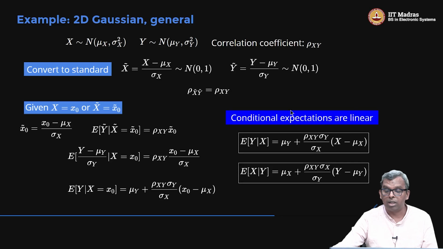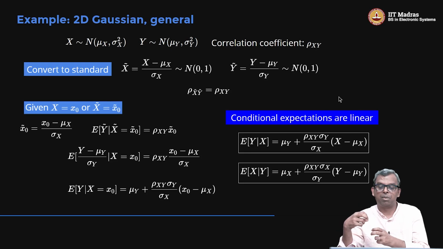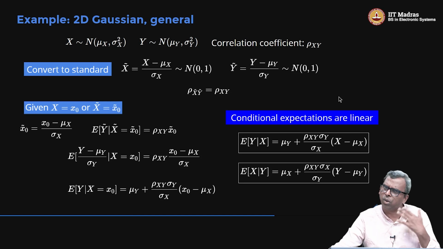In fact, you can put all these things together and you see that the conditional expectations are linear for the general case also, except it's not as simple as rho times x and rho times y. It has other factors coming in because sigma x and sigma y are there. Okay. The formula itself is reasonably easy to remember. Some people remember this by heart. Expected value of y given x is mu y plus rho xy sigma y by sigma x times (x minus mu x).